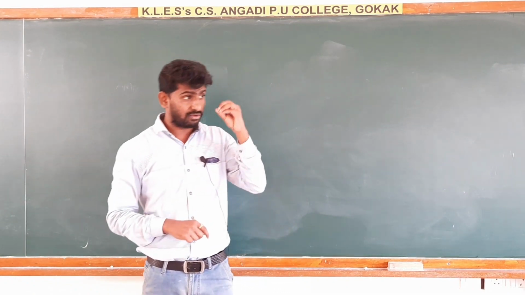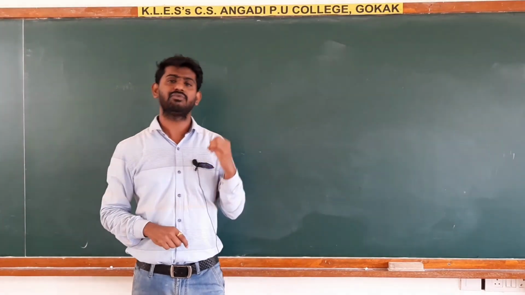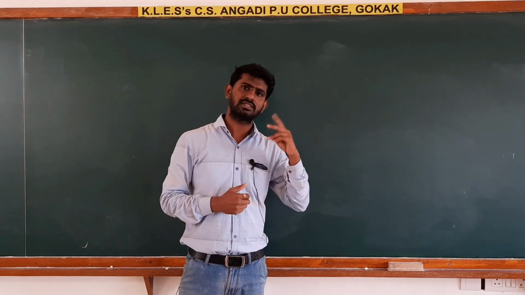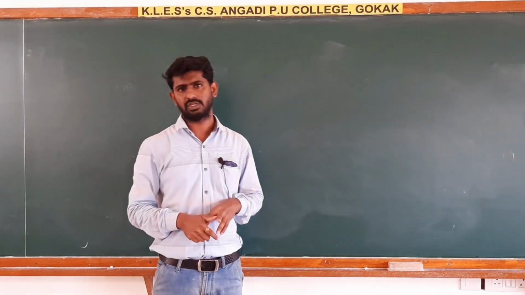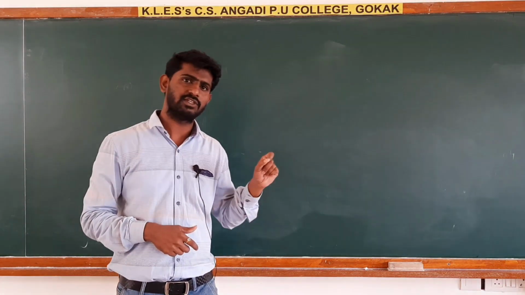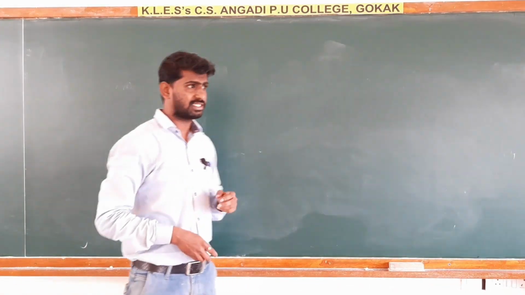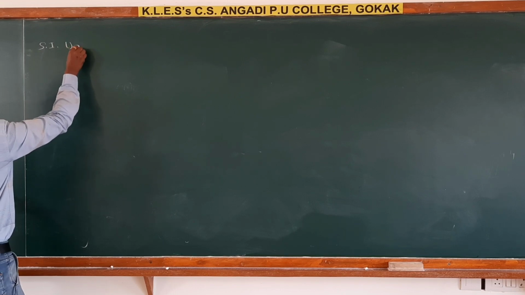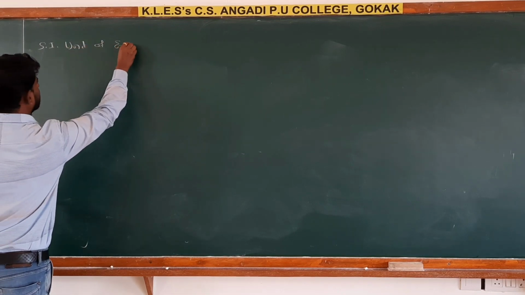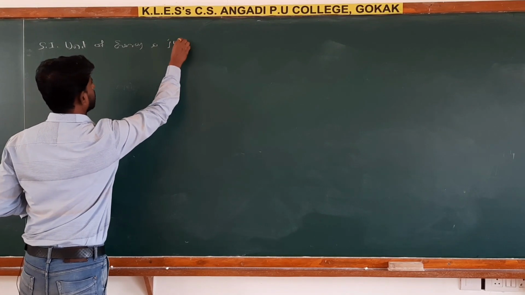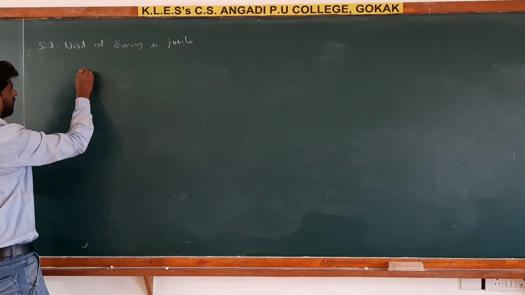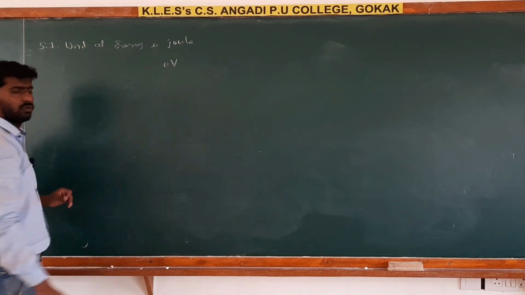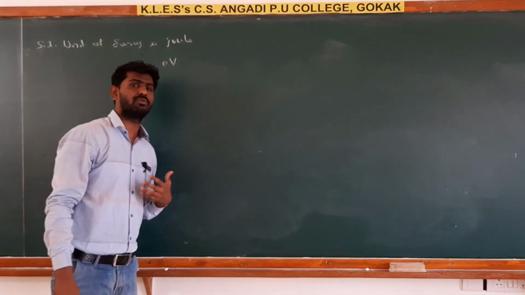In your PUC first year we mainly focus on mechanical energy. We know mechanical energy is the sum of kinetic energy and potential energy. The SI unit of energy is joule, and we use one more unit, which is called electron volt, if you want to measure a very small energy.